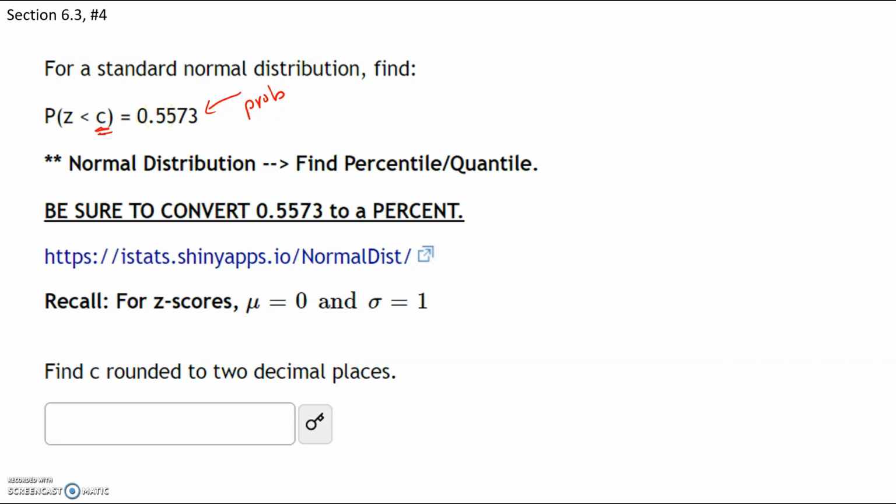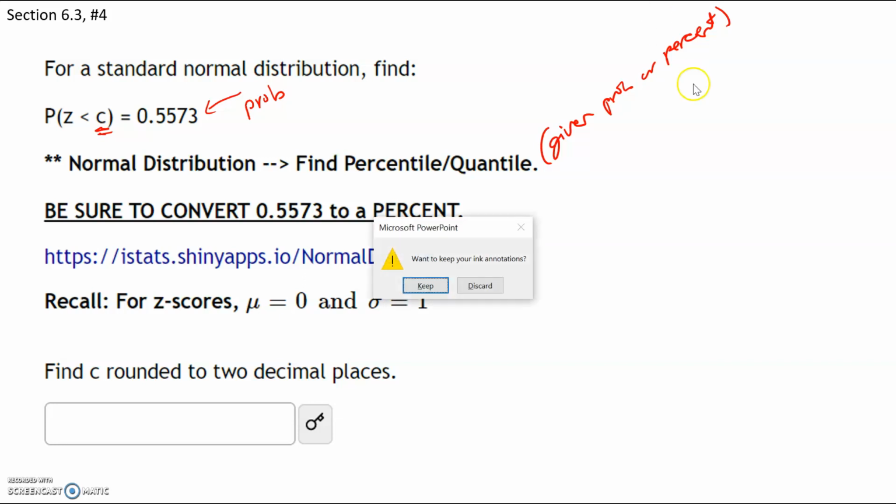Anytime you're given a percentage or a probability, we're going to go to the normal distribution, as you can see here, and click on Find Percentile Quantile. So when do we do this? We do this anytime you're given a probability or a percent. So let me show you guys what that looks like.